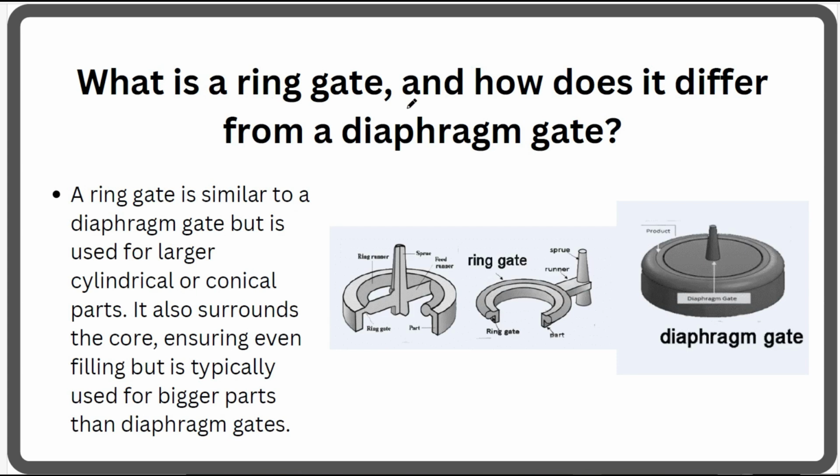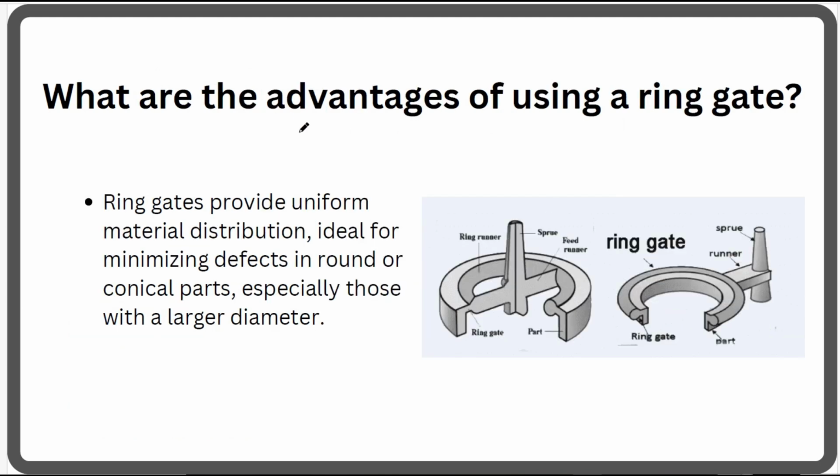So what is the ring gate? The ring gate looks like the diaphragm gate. It is also used for cylindrical and conical parts, but for the larger parts. So for larger cylindrical and larger conical parts, we use the ring gate, and it will look like the diaphragm gate.